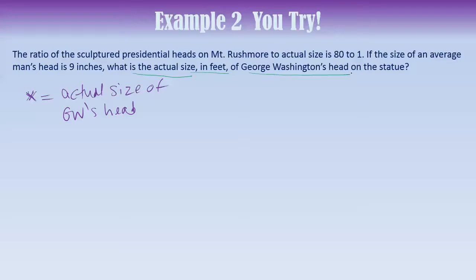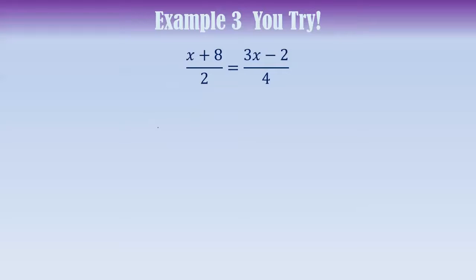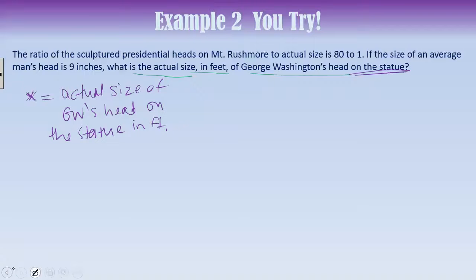Okay, on the statue. That's important. Not the size of his actual head. On the statue. And we want to put there in feet. Right? Whoops, important to put our unit. Who knew that double clicking meant it went back to the next one? All right. Oh my gosh, terrible. Okay. Important to say in feet.